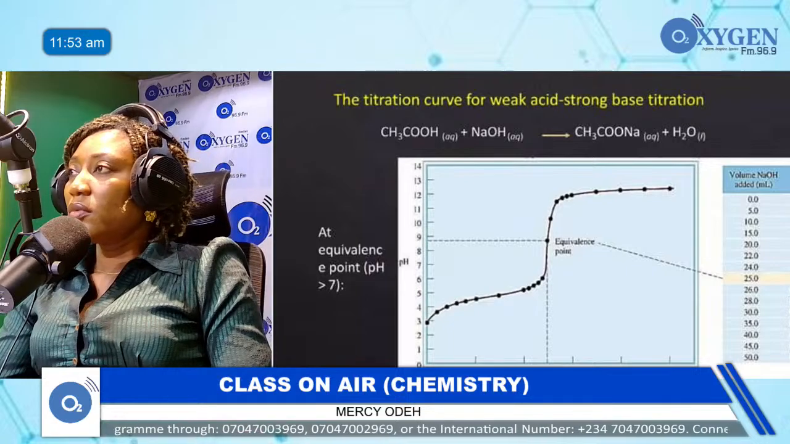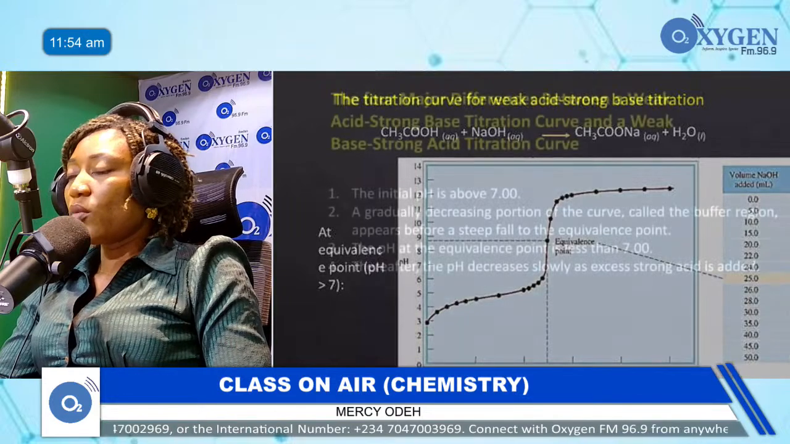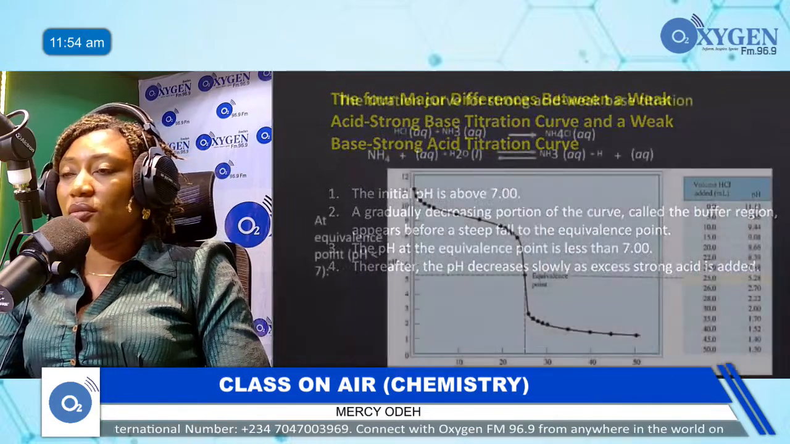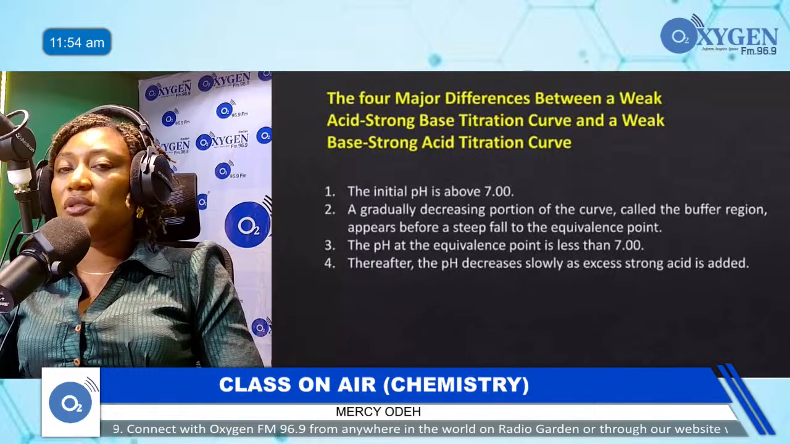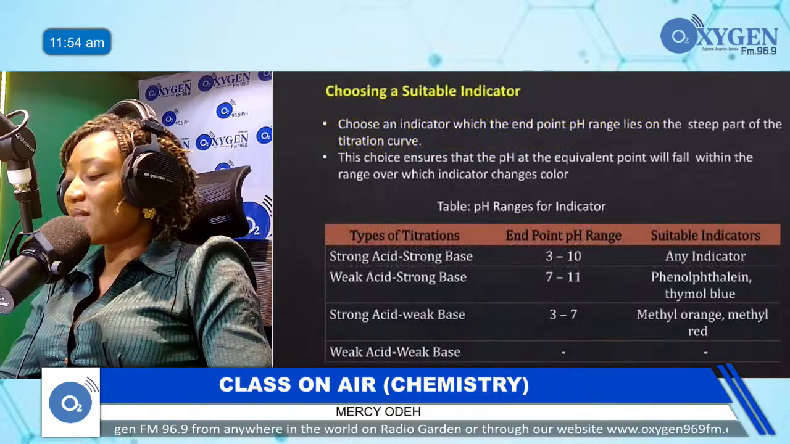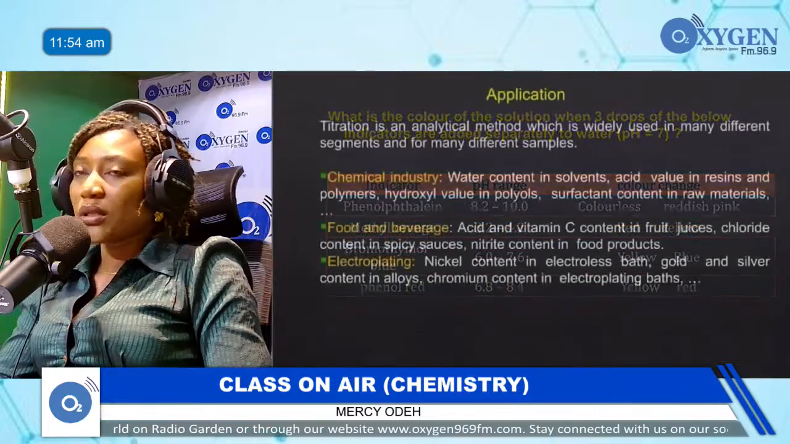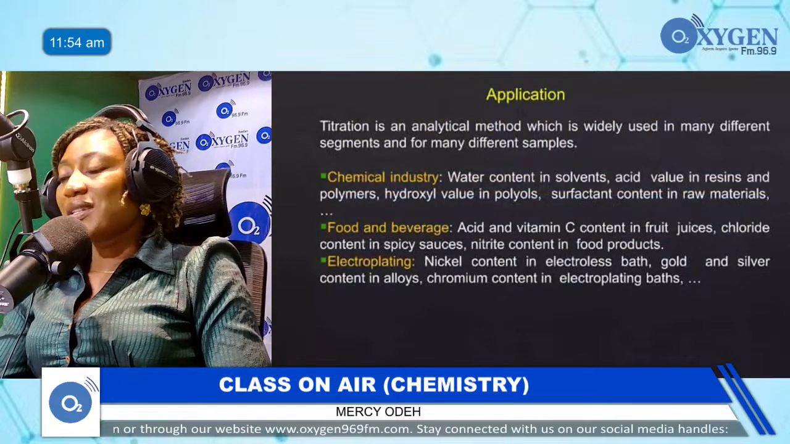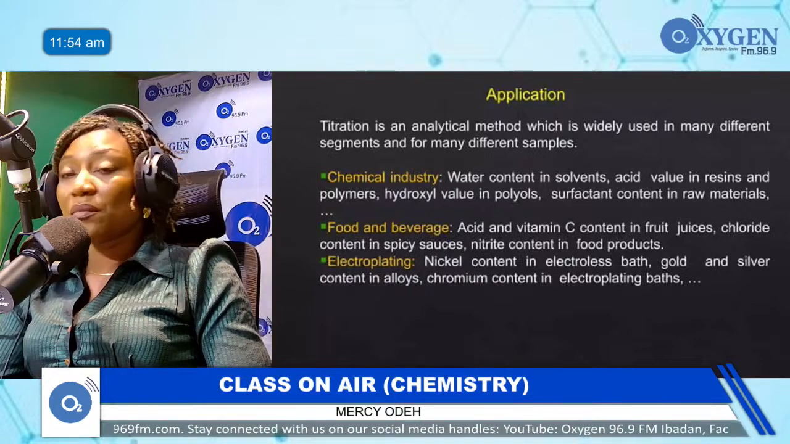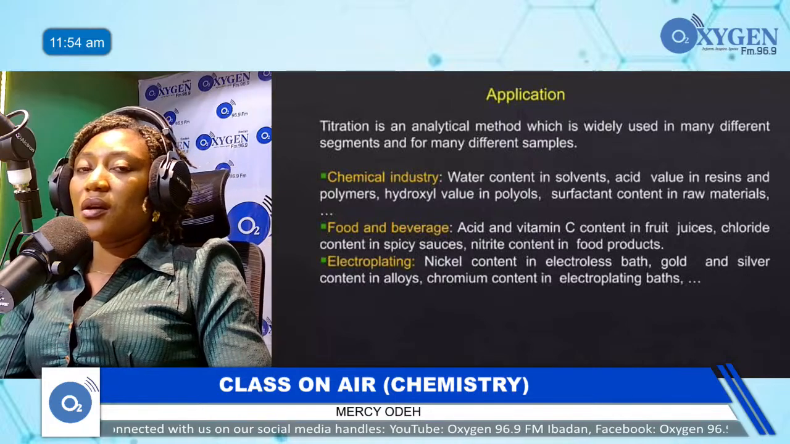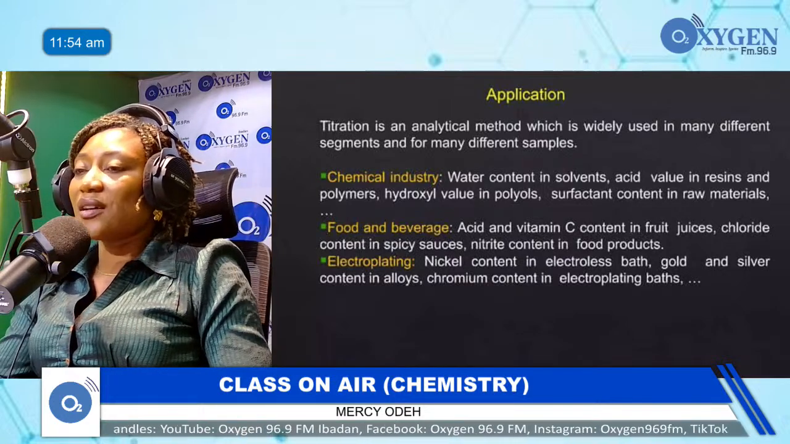Before we go for today, I want us to look at the applications of titration. What are the uses of titration? Be it redox titration, acid-base titration, or titration involving the chemical analysis of our food content. I want you to know that this titration is very useful in the chemical industry. We use it to determine water content in solvents. We use it to determine acid value in resins and polymers. Polymers are organic compounds that are formed by joining smaller units of monomers together.